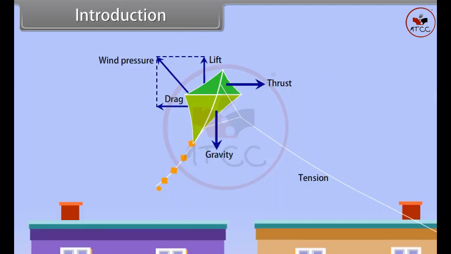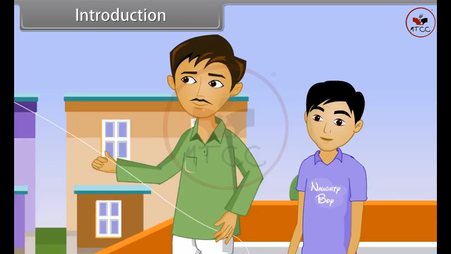There are many forces which act on the kite, and these forces have specific directions, due to which the kite gets in the air. But Dad, how do we define the direction of the forces acting on the kite? Good question, my son. We define it with the help of vectors. Would you like to know more about it? Yes, Dad. In this lesson, you will learn the operations on vectors.